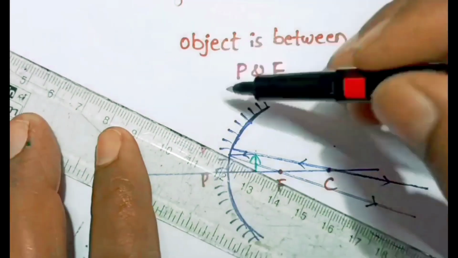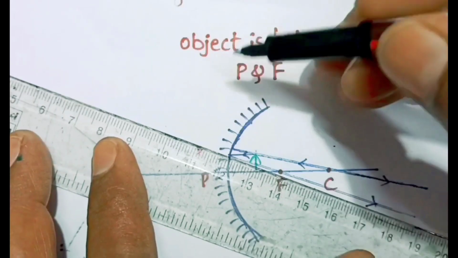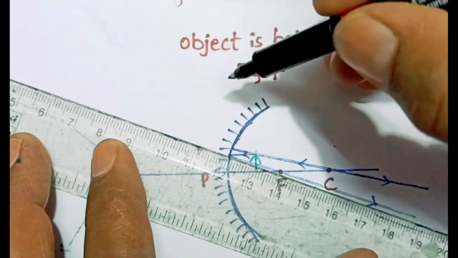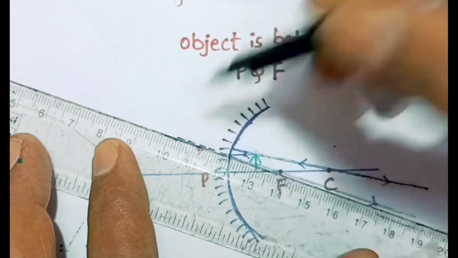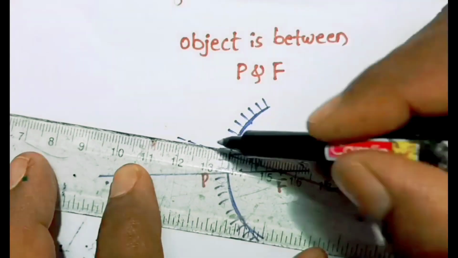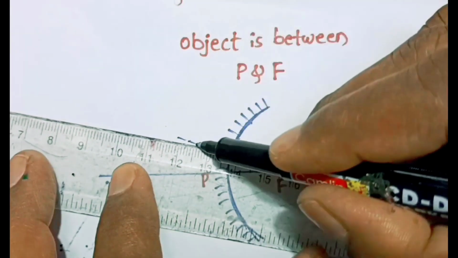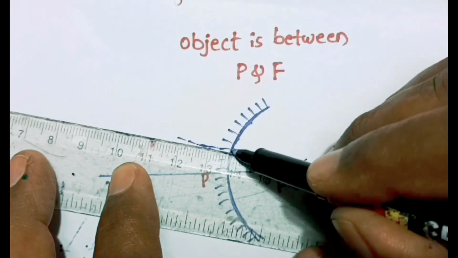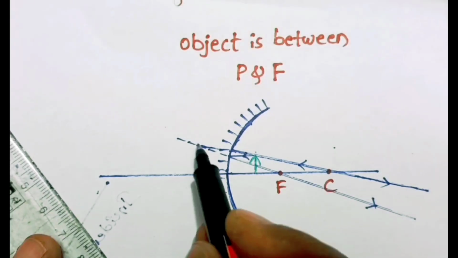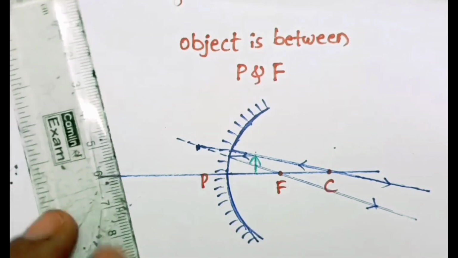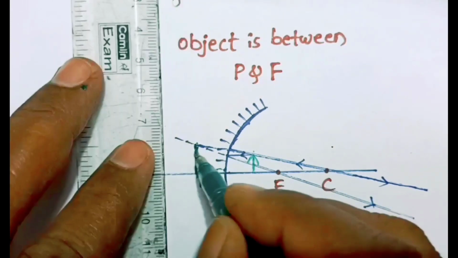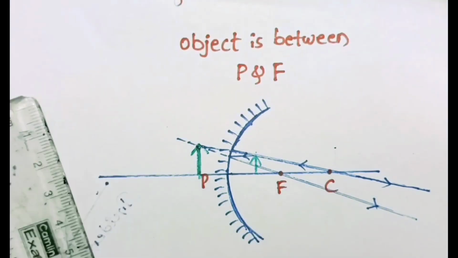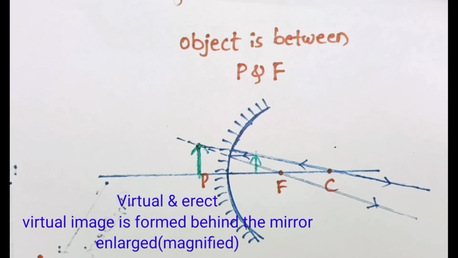So we extended the reflected rays backwards till they meet. They appear to be coming from one point. This image that we get by extending the rays backwards is called a virtual image. So the image is a virtual image, erect image and enlarged image.